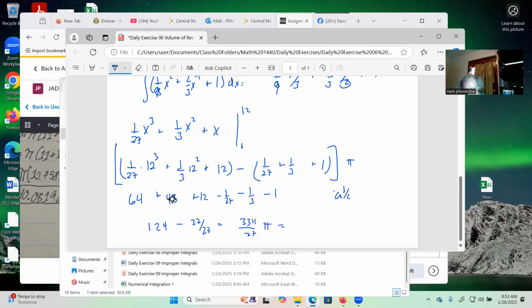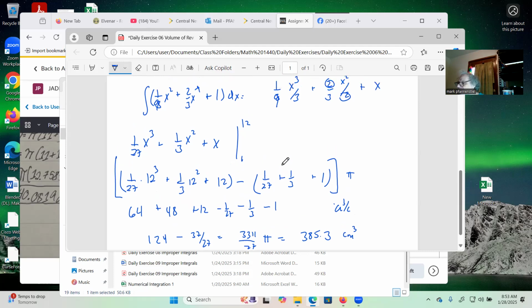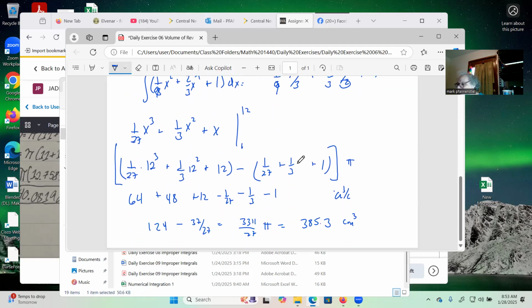If I calculate that out with all decimal places, I end up at 385.3. If all of these are in centimeters, this is going to be centimeters cubed, and everybody in biology will tell you that a cubic centimeter, cc, is equal to a milliliter. So that would be the units for this.